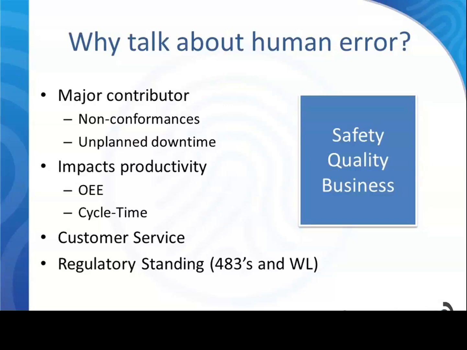So it impacts productivity from OEE, cycle time, throughput, customer service, on-time release, all the key performance indicators that we put in place to try to drive our organizations to a successful result. And then, of course, we can get into some serious situations in terms of our regulatory standing, meaning getting citations, 483s, warning letters, and so forth.